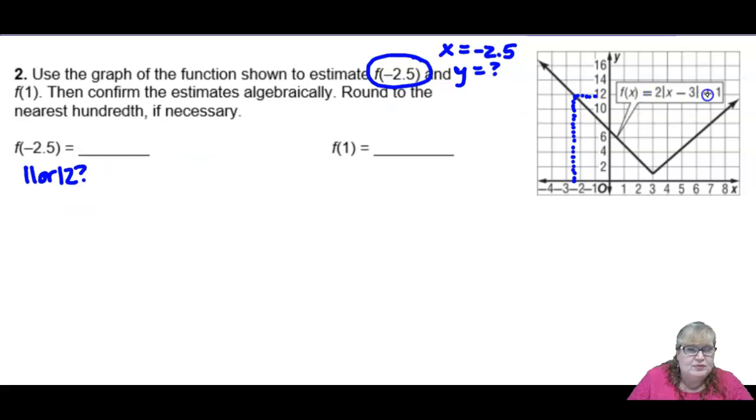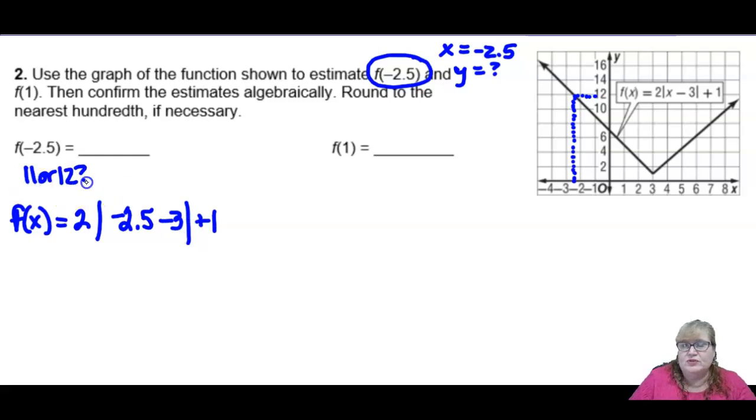And so I'm going to plug it in here to see. If I was having you evaluate on a quiz, I would make that come out nice, or I would give you a multiple choice, or I would take either answer if you were just estimating. But algebraically, we do what's in here first. -2.5 minus 3 is -5.5. The absolute value will make that positive.